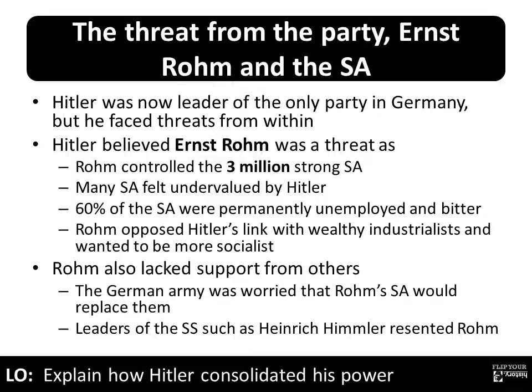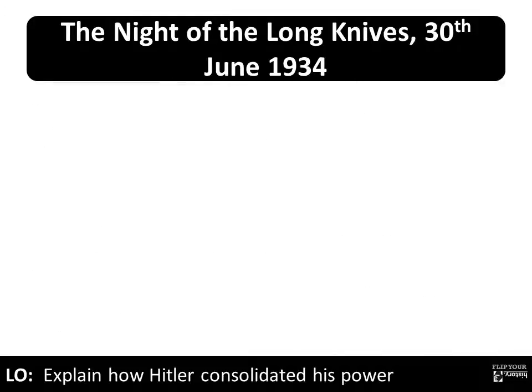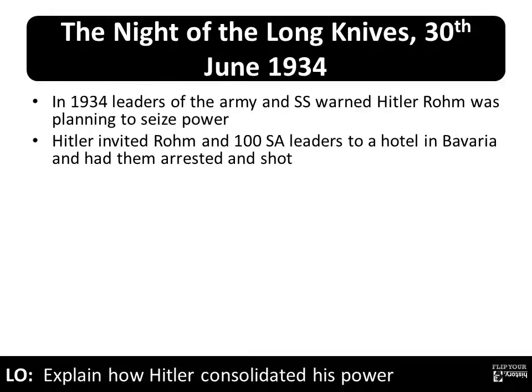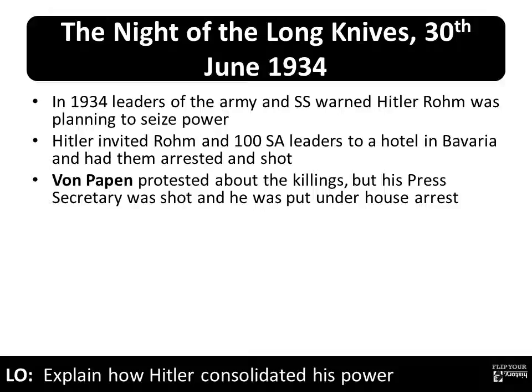But also within the Nazi Party, leaders of the SS, such as Heinrich Himmler, resented Rohm and his influence within the party. This led to the Night of the Long Knives on the 30th of June 1934. So in 1934, the leaders of the army and SS warned Hitler that Rohm was planning to seize power. So Hitler invited Rohm and 100 SA leaders to a hotel in Bavaria on the 30th of June and had them arrested and shot by the SS. This was known as the Night of the Long Knives.